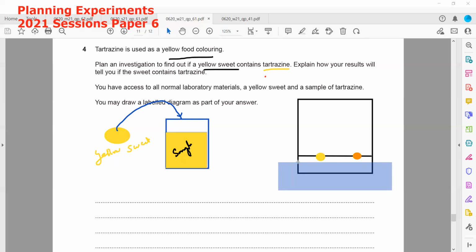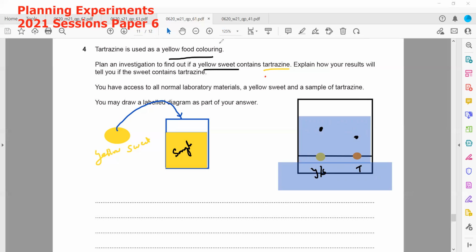So as a result, the chromatogram absorbs the solvent and the solvent will rise on the chromatogram. When the solvent is rising, the sample will also rise with the solvent. If we get the spot of the yellow sweet and the spot of tartrazine at the same height or the same level, it means the yellow sweet contains tartrazine. But if they are not at the same level, it means that the yellow sweet does not contain this food color.